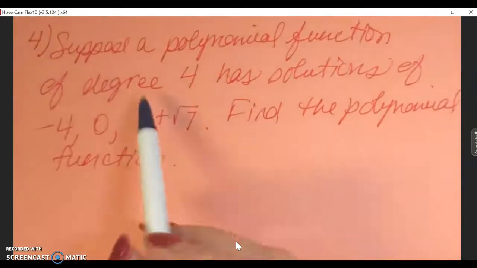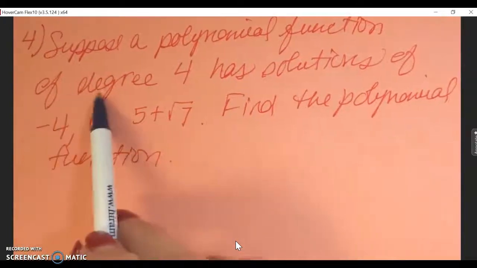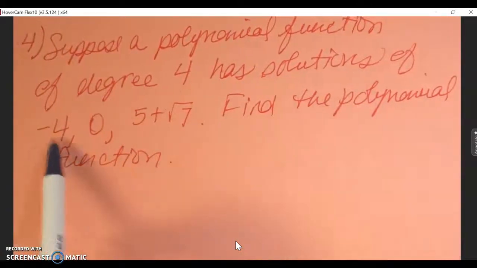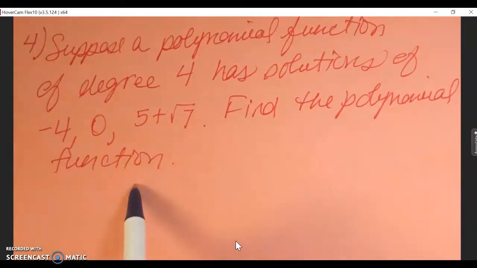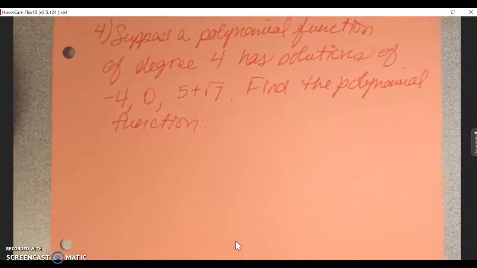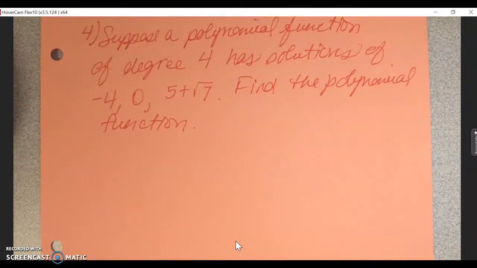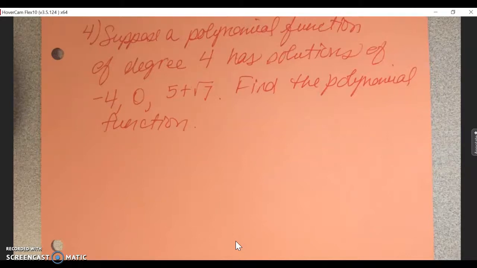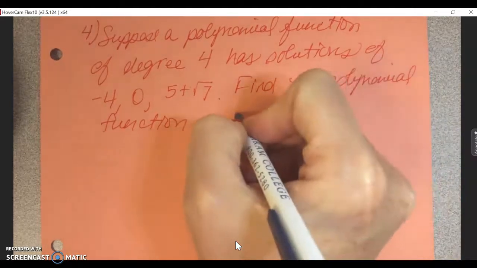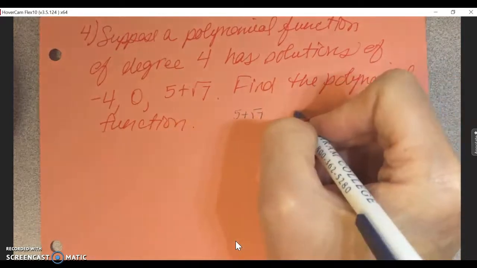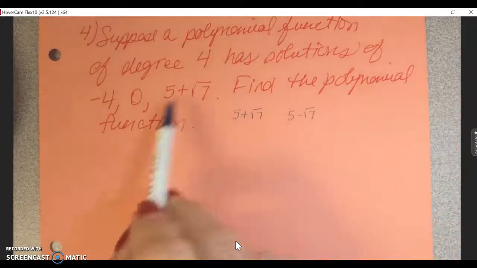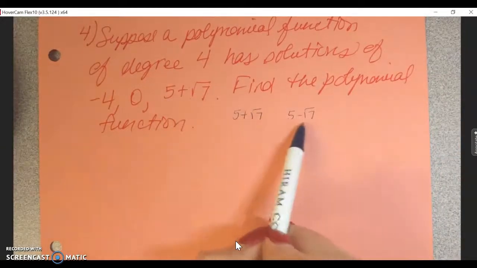Just kind of watch. Suppose a polynomial function of degree 4 has solutions of -4, 0, and 5 plus radical 7. Find the polynomial function. Does anybody know how we would start this problem? Evan? Find the product and sum of 5 plus square root of 7 and 5 minus square root of 7. Awesome. Okay, so he knows that if this is a solution, so is this one.